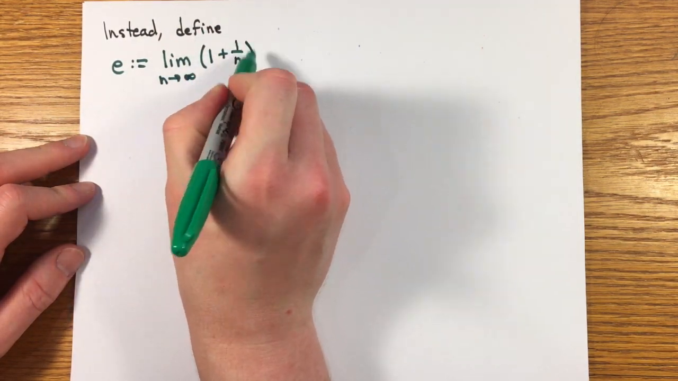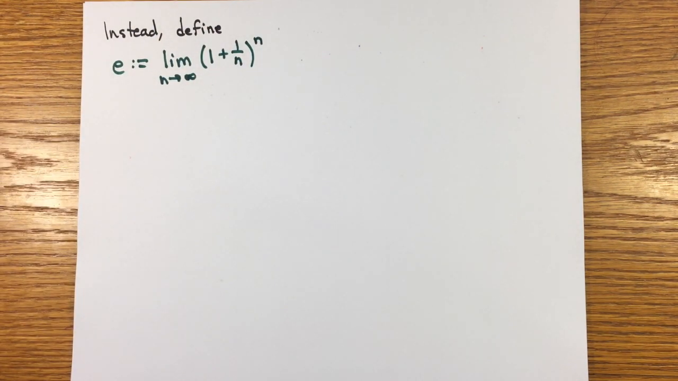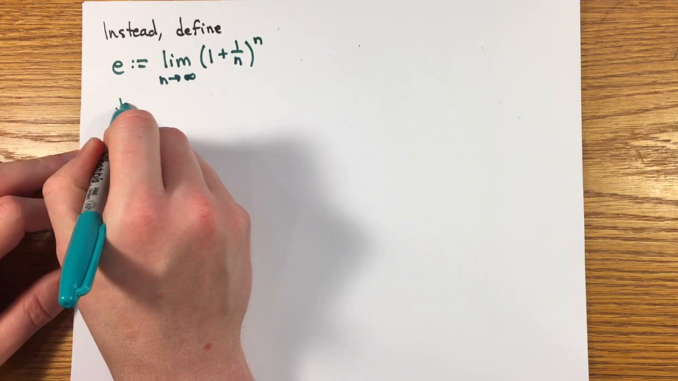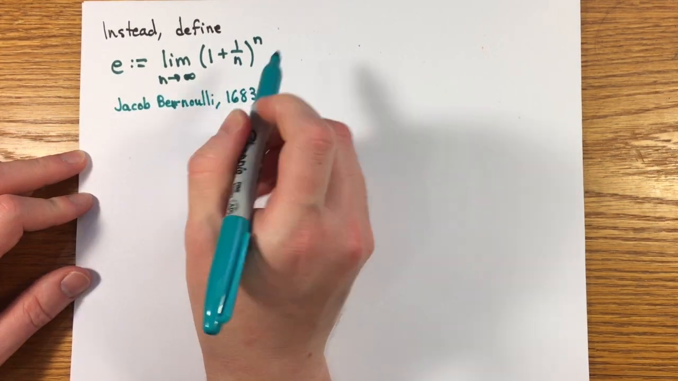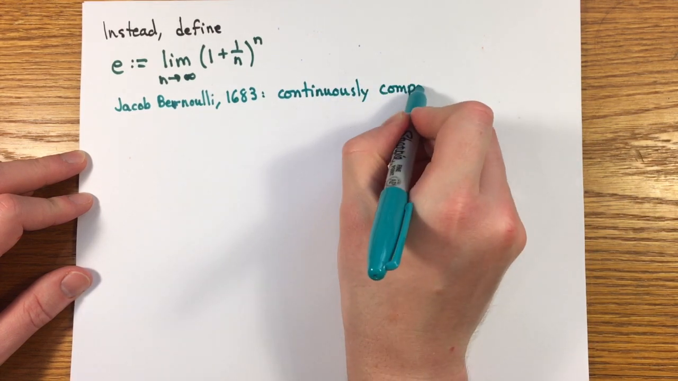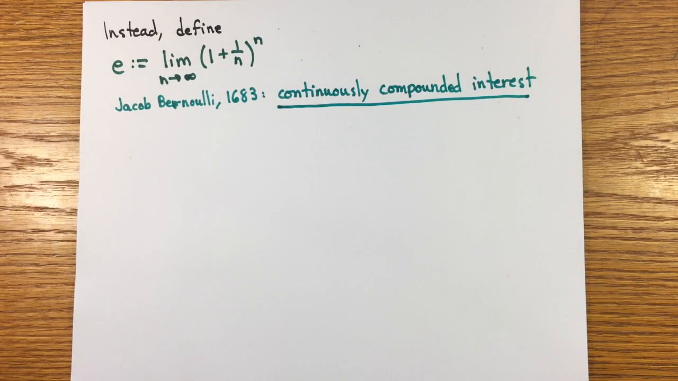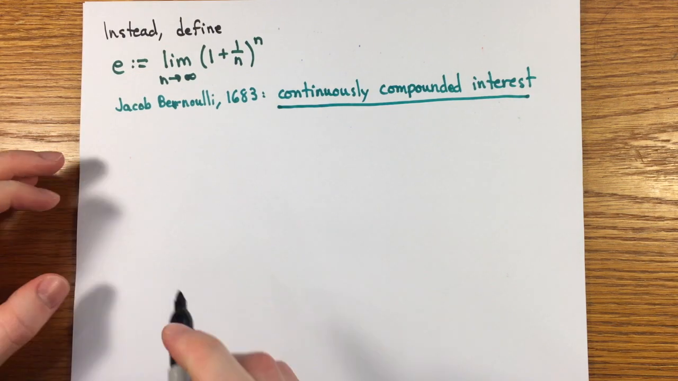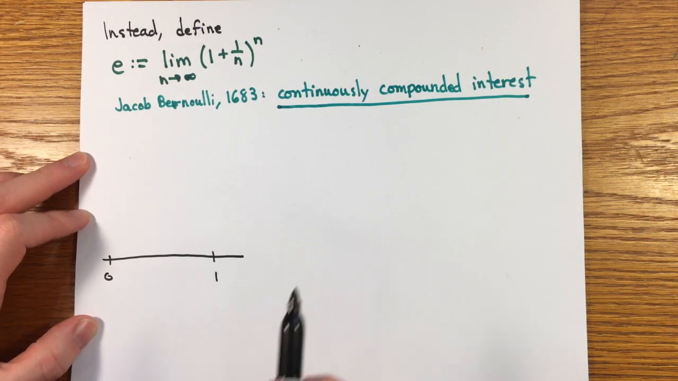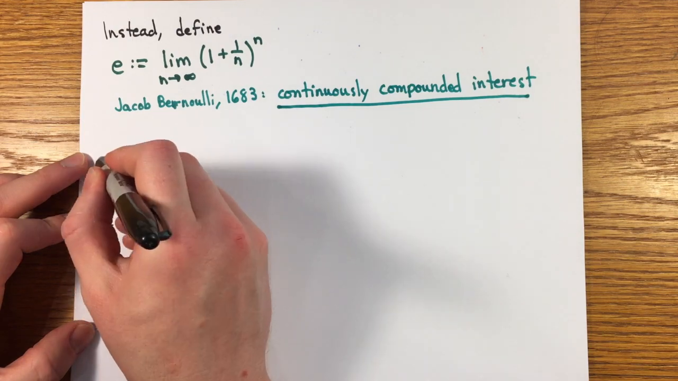(1 plus 1 over n) to the n represents the amount of money you would have at the end of 1 year if you invested $1 at time 0 at the pretty incredible rate of 100% interest compounded n times. So 1/nth of the yearly rate is compounded n times throughout the year. As n goes to infinity, this is called continuously compounded interest.